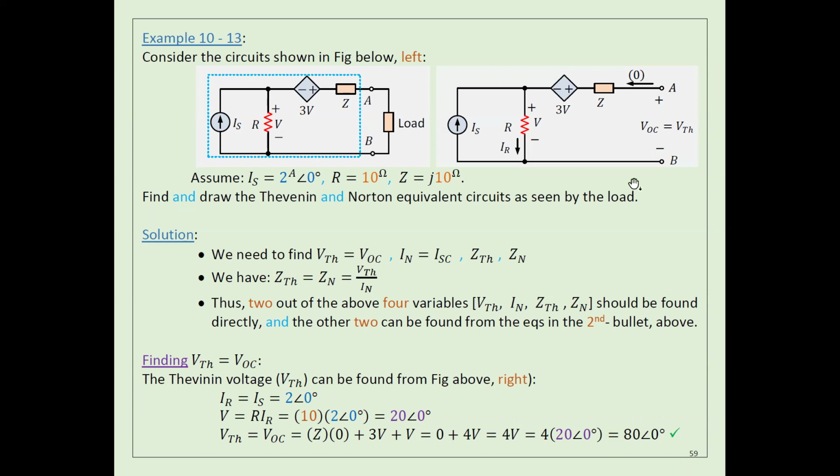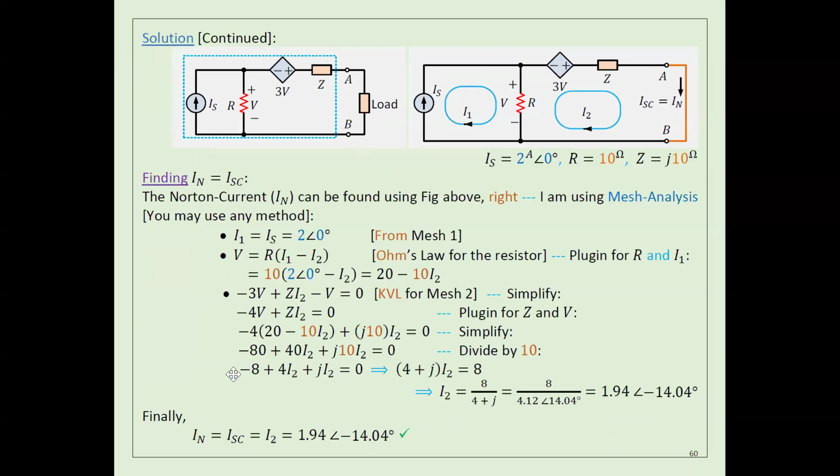What should I find now? I need to find I Norton. How can you find I Norton? I have to make a short circuit this way. Are you okay with that? I can make a short circuit this way, and then the current here is I Norton. That's what I did.